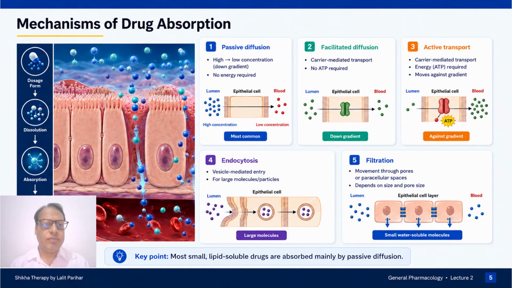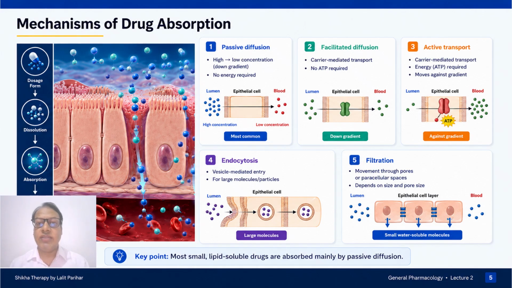Then, mechanism of drug absorption. Drugs can cross biological membranes through different mechanisms. First and most common mechanism is passive diffusion. In passive diffusion, the drug moves from an area of higher concentration to lower concentration. The process does not require energy. Most small and lipid soluble drugs are absorbed by this mechanism.